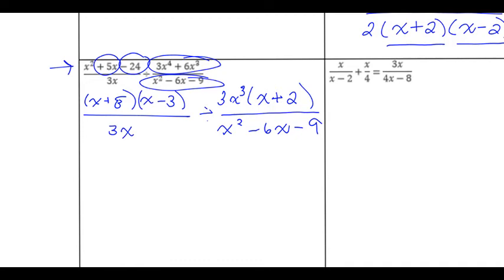Okay, so the biggest mistake that we're going to avoid now is start to cancel things out, because this is division.